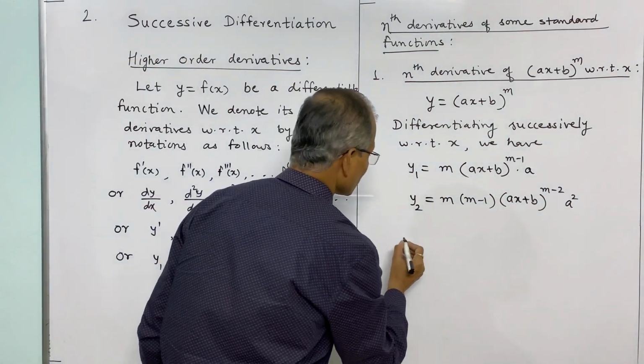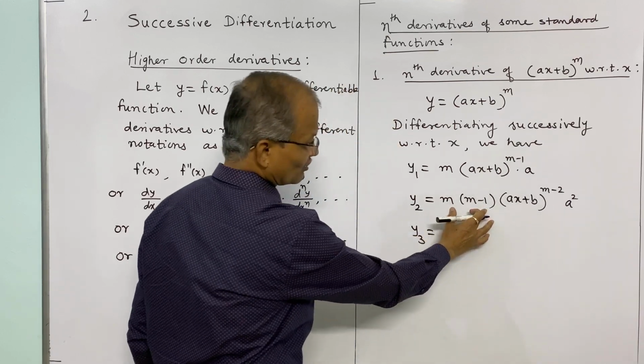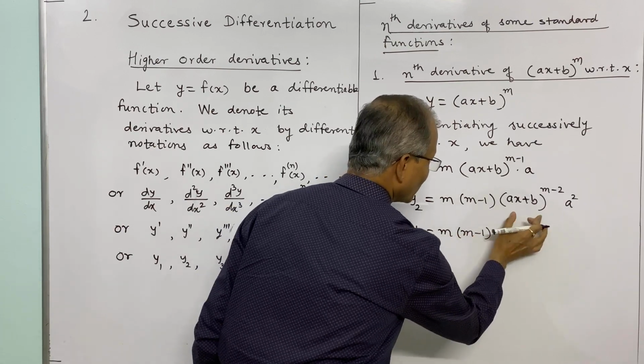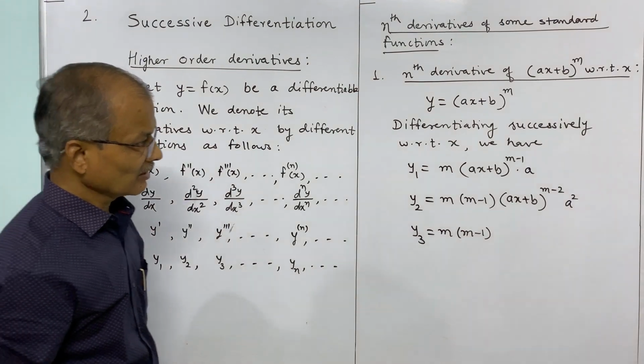Likewise, what is y3? y3 will be, these are two constants. So we write m into m minus 1, and the derivative of this, ax plus b to the power m minus 2.